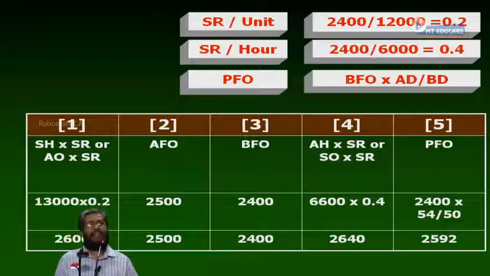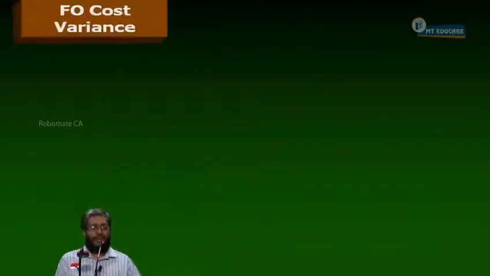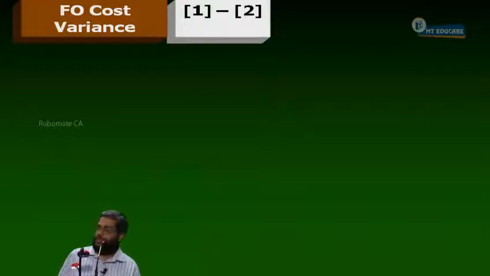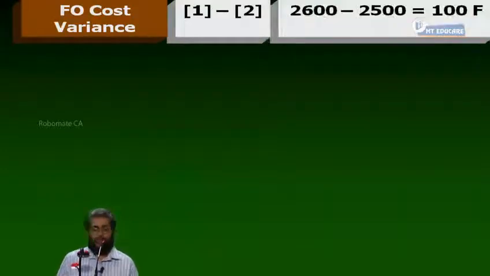Step 3. Variance calculation. Fixed overhead cost variance is 1 minus 2. Tell me what is 1 minus 2 number? 100 favorable. You look at the notebook and tell me the numbers. Branch it into 2. What are the 2 branches?